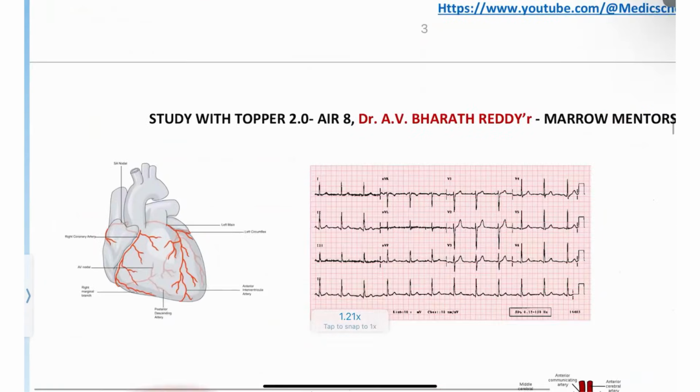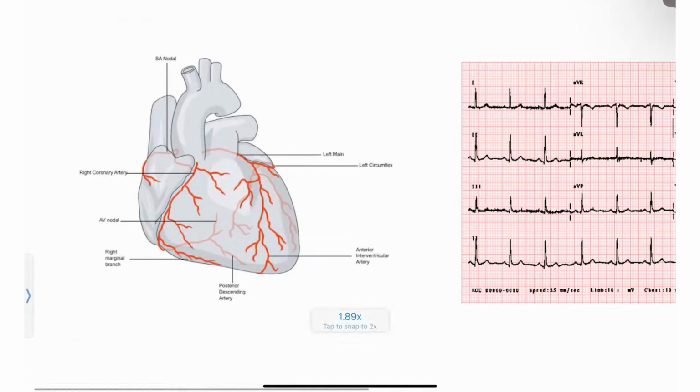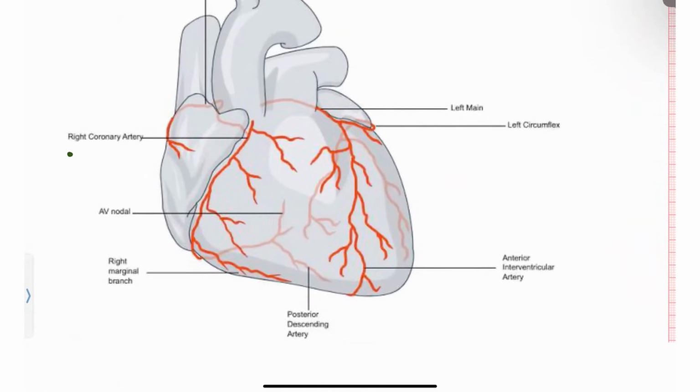So here you can see the arterial supply of the heart. What are the arteries? The main arteries on the anterior side: there is a right coronary artery and a left coronary artery, which will be giving the branches. This is the left main coronary artery, the left circumflex artery, and the left anterior descending artery, and other branches.